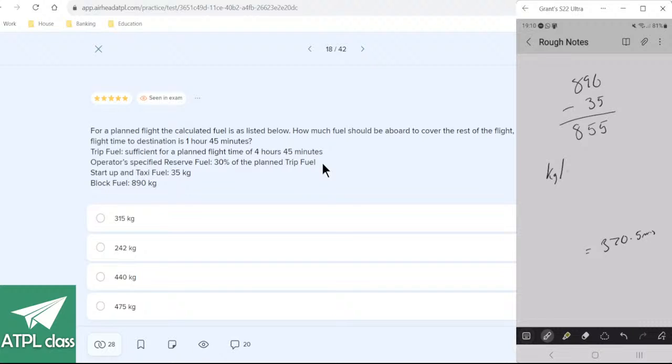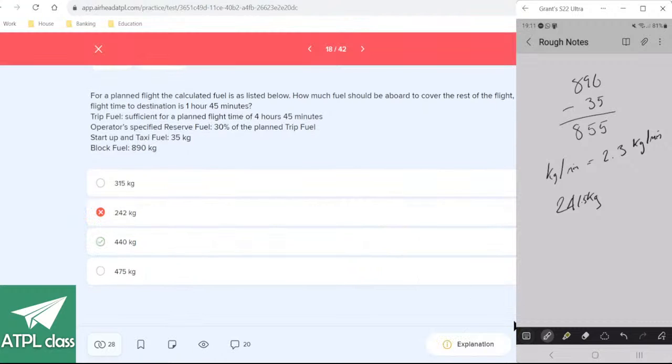So we can work out a fuel burn from that. Kilograms per minute, I suppose. Yeah, 855 divided by 370.5 gives us 2.3 kilograms per minute. And then we could work out 1 hour 45 in terms of kilograms per minute. So 105 minutes times 2.3 is 241 kilograms, 0.5 kilograms would be remaining. 241, 242? Nah. That's a weird question.